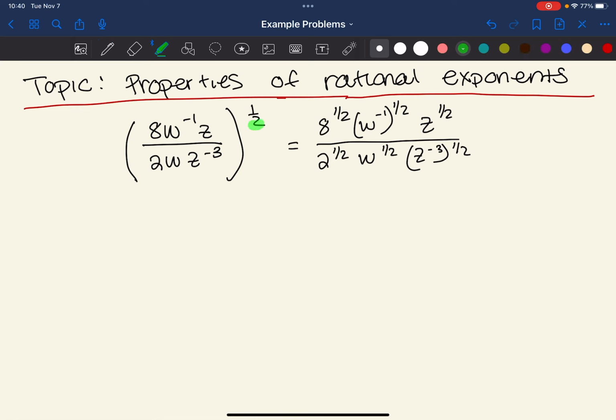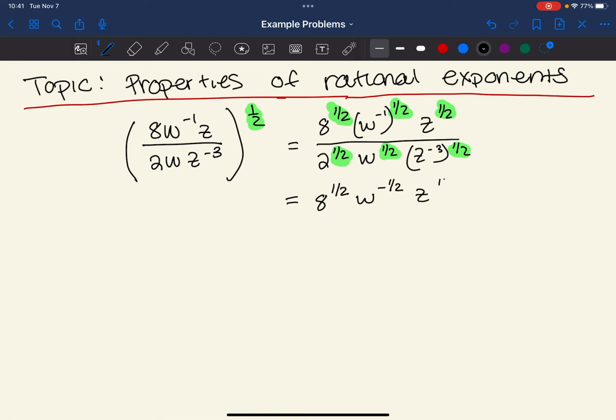Notice that I just gave that exponent, the 1/2, to every part of my problem. And if my variable already contained an exponent, I put it in parentheses and then raised it to that exponent again. What that means is that if we have an exponent raised to another exponent, we multiply those two numbers together. So I have 8 to the 1/2, and then w to the negative 1 to the positive 1/2. We multiply that together, and we get w to the negative 1/2.